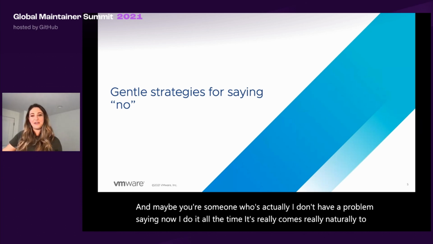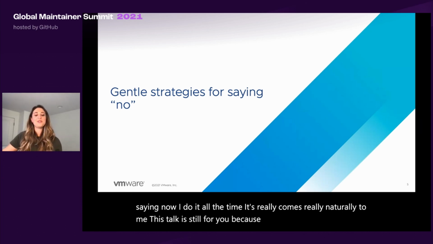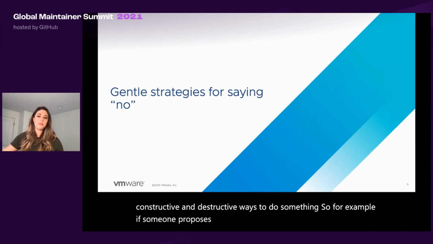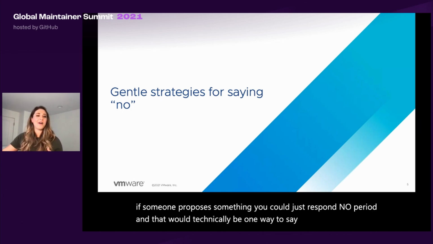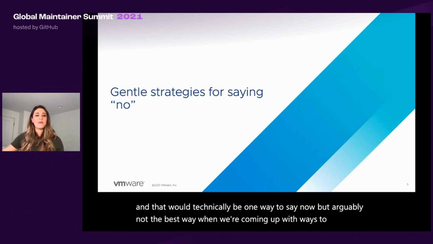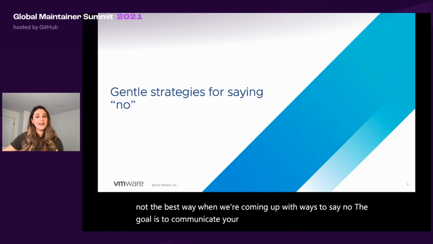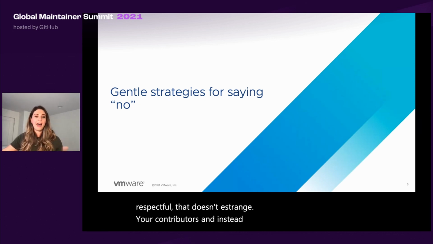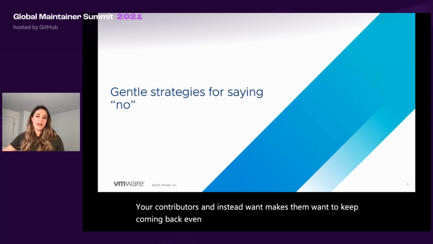This talk is still for you, because like with everything, there's constructive and destructive ways to do something. So for example, if someone proposes something, you could just respond no, period. And that would technically be one way to say no, but arguably not the best way. When we're coming up with ways to say no, the goal is to communicate your point in a way that's clear and respectful, that doesn't estrange your contributors and instead makes them want to keep coming back, even if their proposal doesn't pan out, right? So how can we respond in a way where everybody wins?